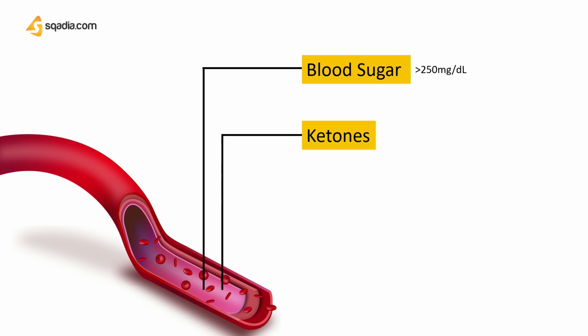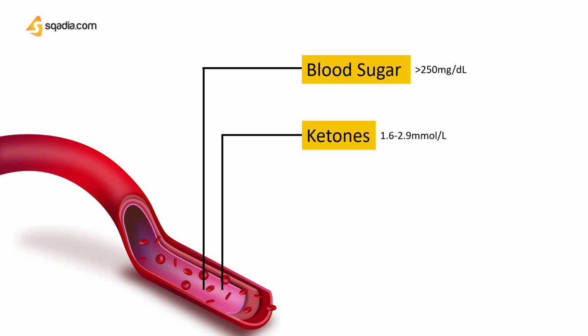Ketone levels. Ketone level increases in the blood and the urine. It can be detected with a simple urine test using a test strip. Ketones with a level of 1.6 to 2.9 millimole per liter indicate risk of diabetic ketoacidosis.